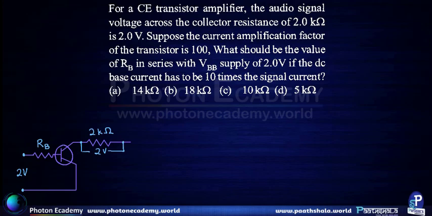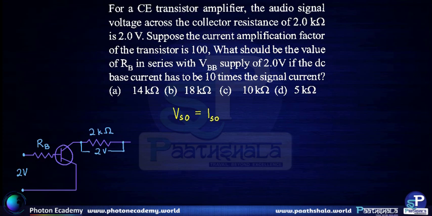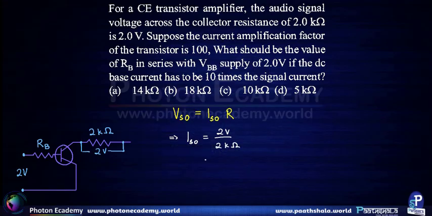So if the audio signal voltage is 2 volts, that would be Vs, and since it's a collector, that is the output, it would be equal to the signal current in the output multiplied by the resistance. So the output signal current would be equal to 2 volts divided by 2 kilo ohms, which is equal to 1 milliampere. Now since the current amplification factor is 100, we have output signal current divided by input signal current is equal to 100.